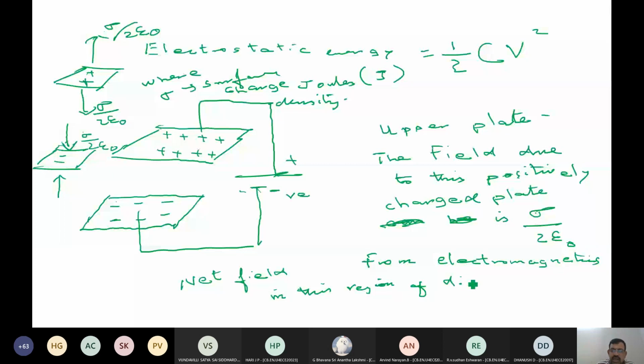So we'll stop here. We'll continue in the next class. I will show you how you got this half CV square, and I will also show you what this expression Q equal to CV is in the next class.